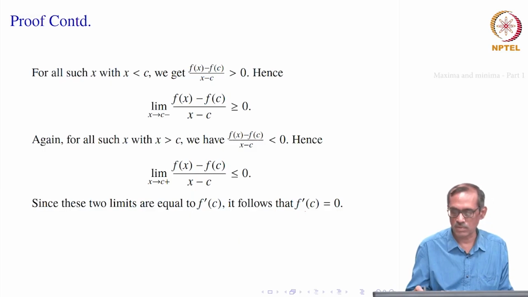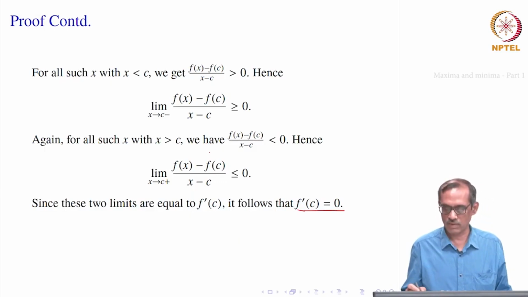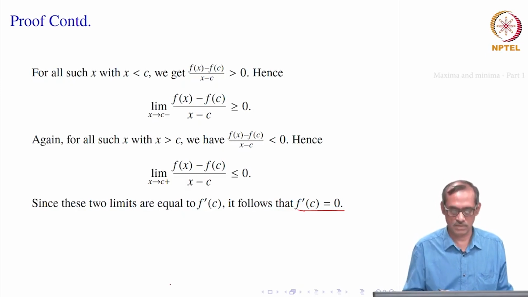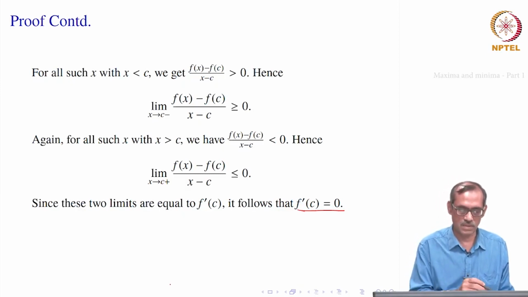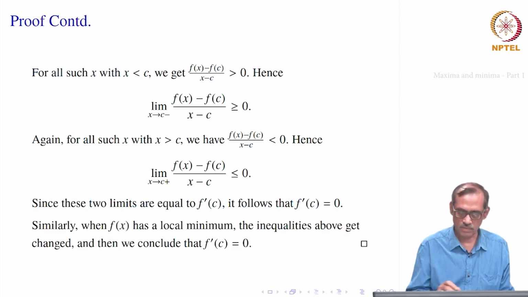So, f prime c must be equal to 0, right. Both the limits must be equal, and once they are equal, that must be equal to 0. That is the proof. So, this happens at an interior point c. Okay. So, for the minimum also, all these inequalities will be reversed.